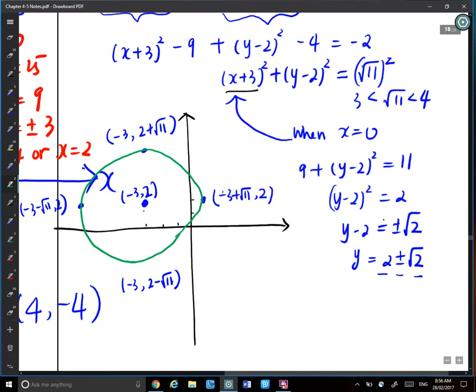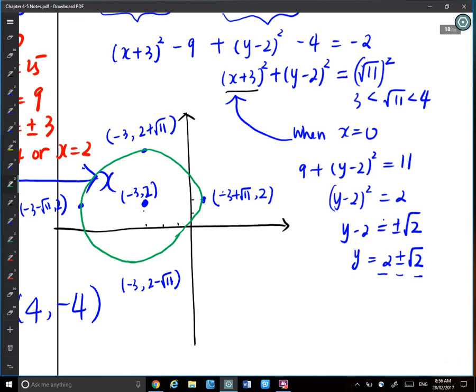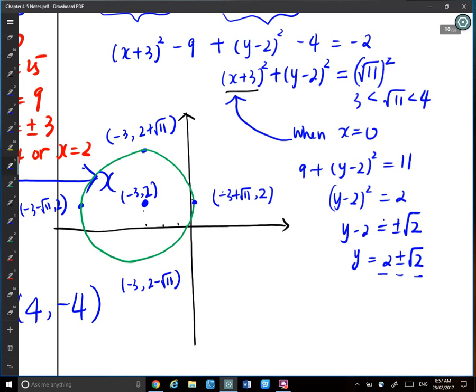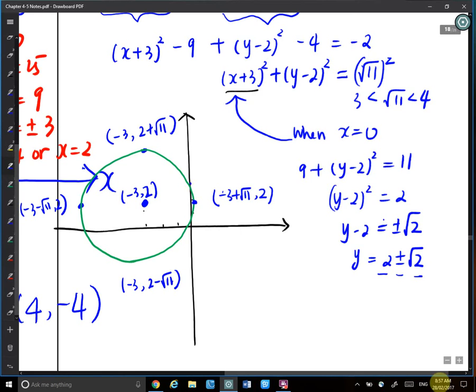Okay. Does not look like a circle now. This time is correct. Okay, I know what I'm aiming for. I'm aiming for 2 positive intercepts. So it should look like that. Okay, so I have this point (0, 2 plus root 2), and that is (0, 2 minus root 2).